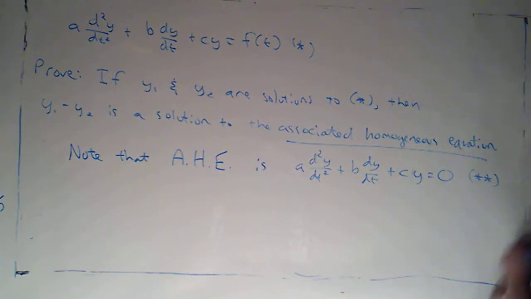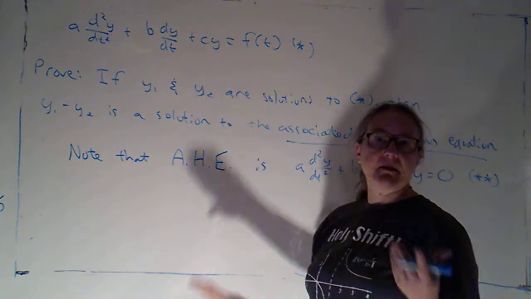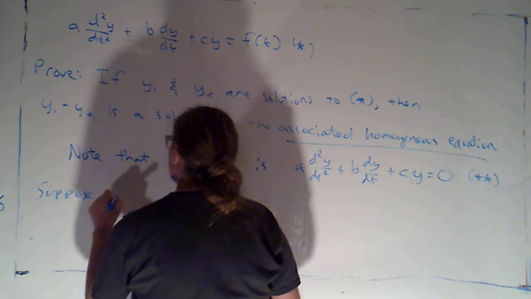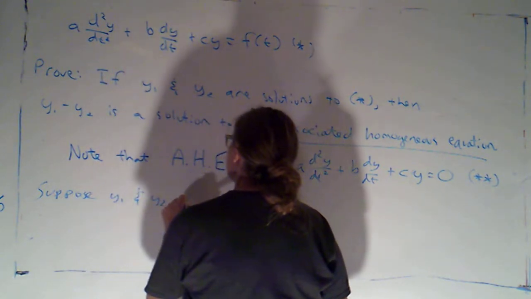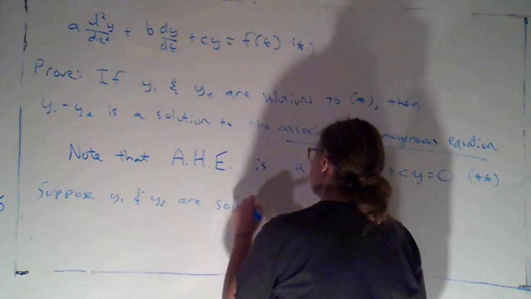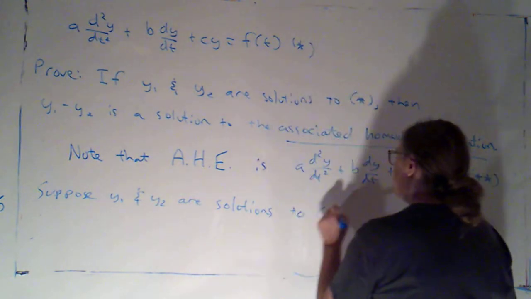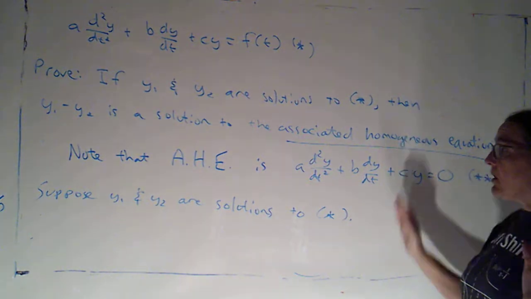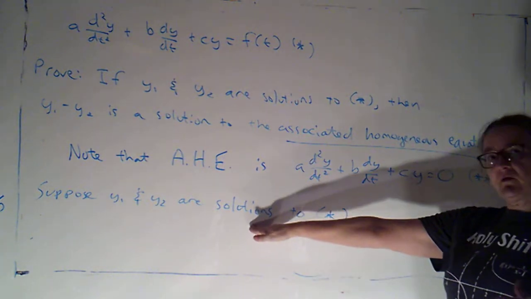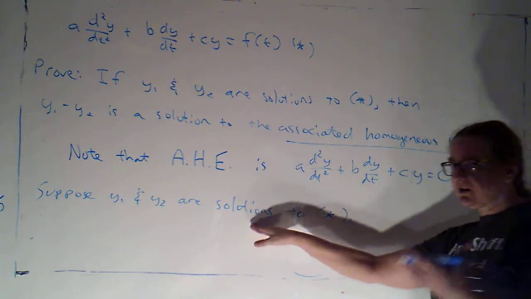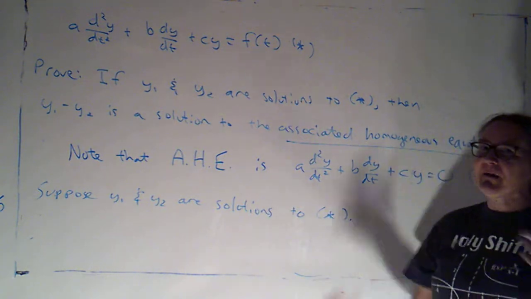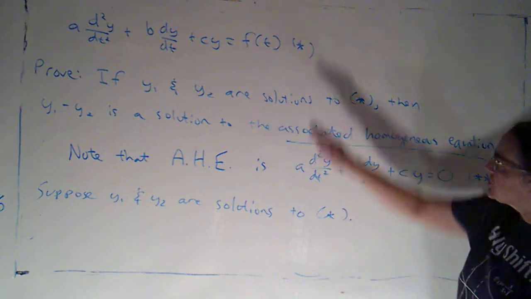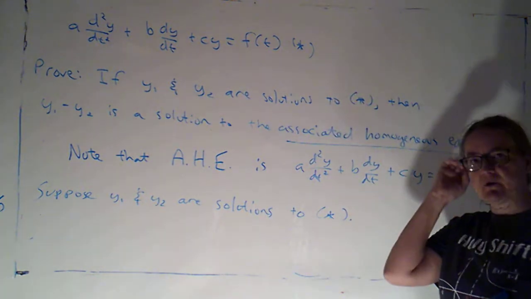Okay, so we're proving an if-then, so of course we want to suppose the if. So we will suppose that y1 and y2 are solutions to equation star. And as always, once I've supposed I have a solution, whether I've supposed it or claimed it, the next thing I want to do is spell out what that means. What it means is that when I plug in these functions for y, I get a true equation.